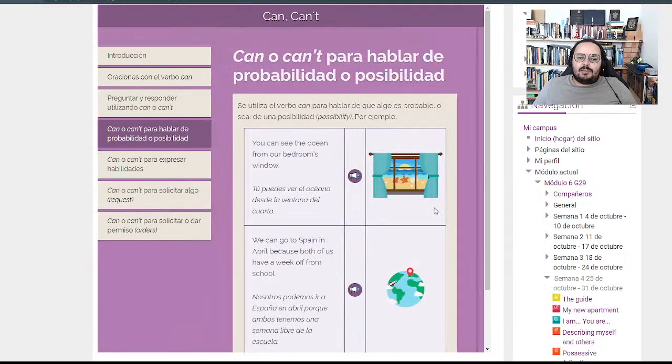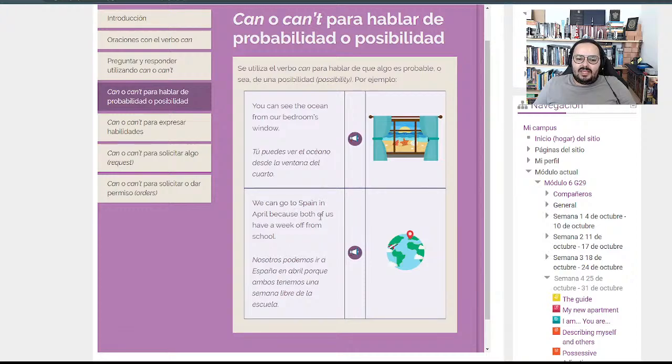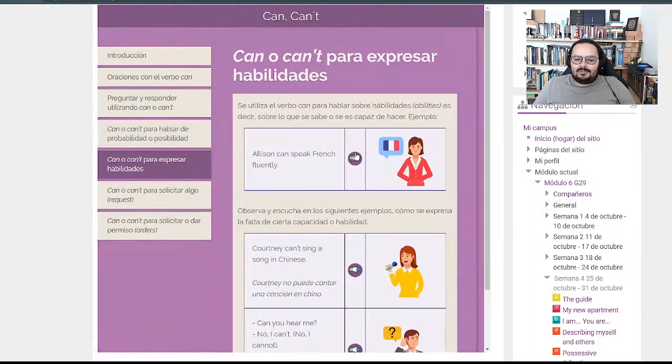Okay? Now, to talk about the possibility or probability. Okay? And this is quite important. You can see the ocean, says, from our bedroom's window. Puedo ver el océano desde la ventana de mi recámara, cuarto. We can go to Spain in April because both of us have a week off from school. This can means poder in Spanish. Okay? Can or can't para expresar habilidades. And this is quite important because it is part of your actividad integradora from this week. Okay? Se utiliza el verbo can para hablar sobre habilidades, es decir, sobre lo que se sabe o se es capaz de hacer.